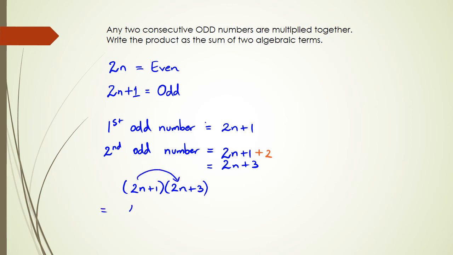So I have 2n times 2n, which is 4n squared. 2n times 3 is 6n. 1 times 2n, which is 2n. 1 times 3, which is 3. So in the end, what I have is 4n squared plus 8n plus 3. And that is now a sum of algebraic terms. Well, I guess I made a mistake here, guys, in the question. That should actually be 3 algebraic terms.